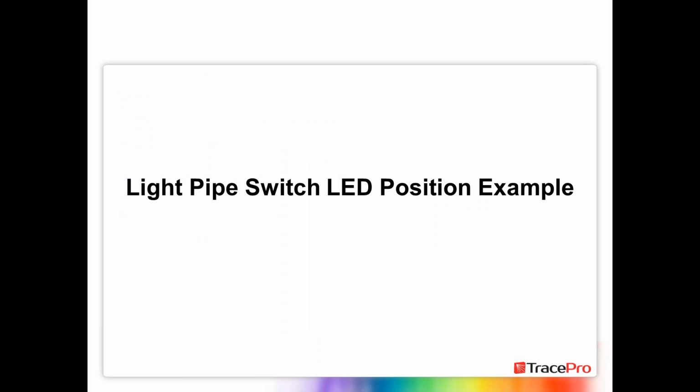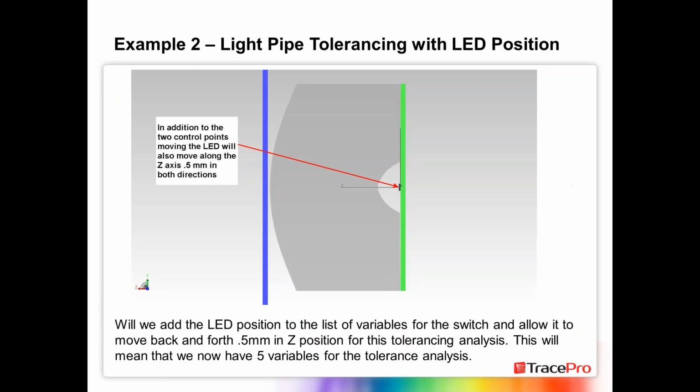Well, let's go one step farther. Let's go to a light pipe switch which moves the LED position. We're going to keep the old example, but we're going to add one new thing here. That LED is going to move back and forth in the Z direction. So that means maybe we have some glue that we've added to the PCB board to make sure that this particular light pipe sticks on, and that's got a thickness to it. And we don't ever know what that thickness is. So we're going to move it back and forth, and let's see what happens with that, okay?